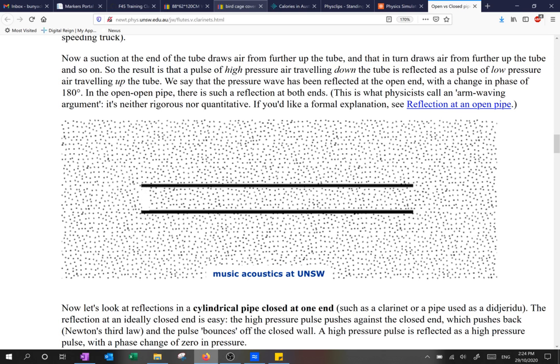So have a think. We have a crest travelling out. The crest might represent a high pressure. It's reflected back into the tube as a trough.